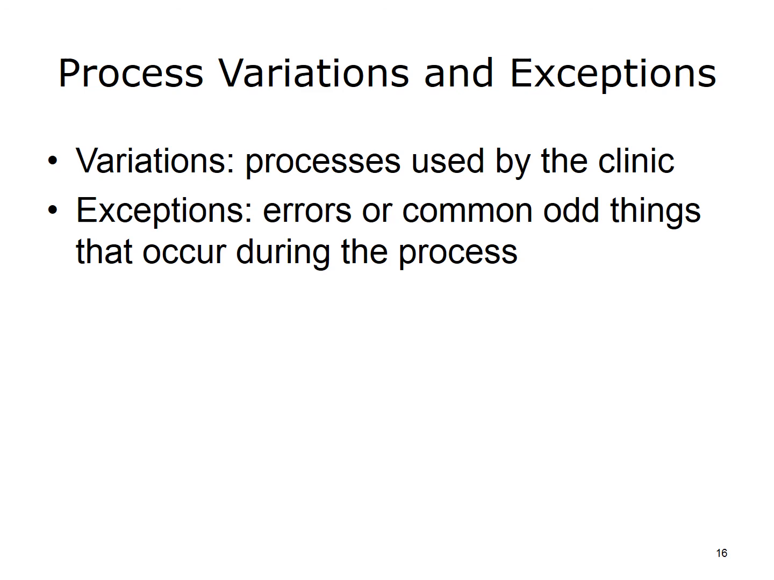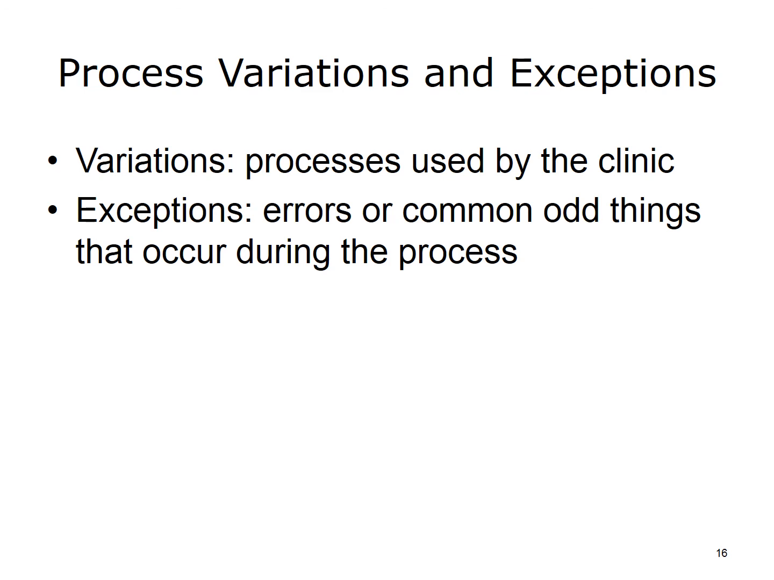Process variations are processes used by the clinic, i.e., the way a particular clinic does something, the clinic's process. They are called variations because they vary from clinic to clinic. For example, some clinics only schedule appointments by phone, while others use online scheduling or both online and phone. There should be a process diagram for the variation or variations used by the clinic.